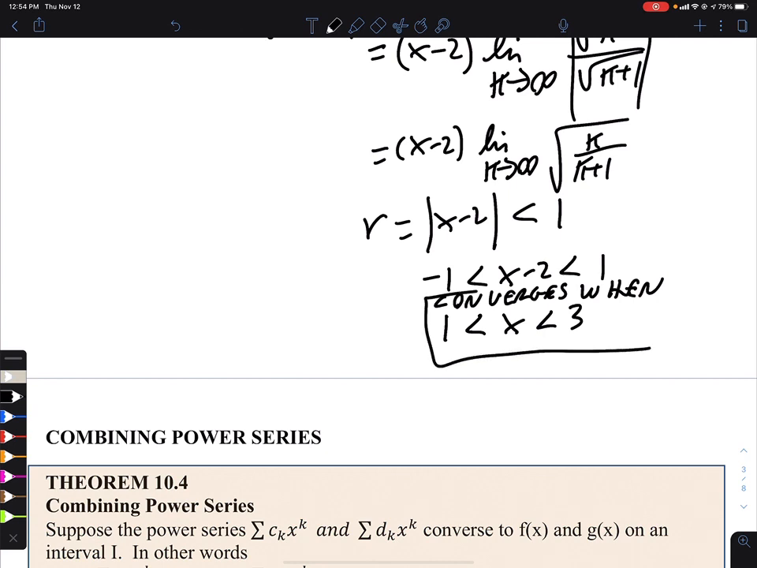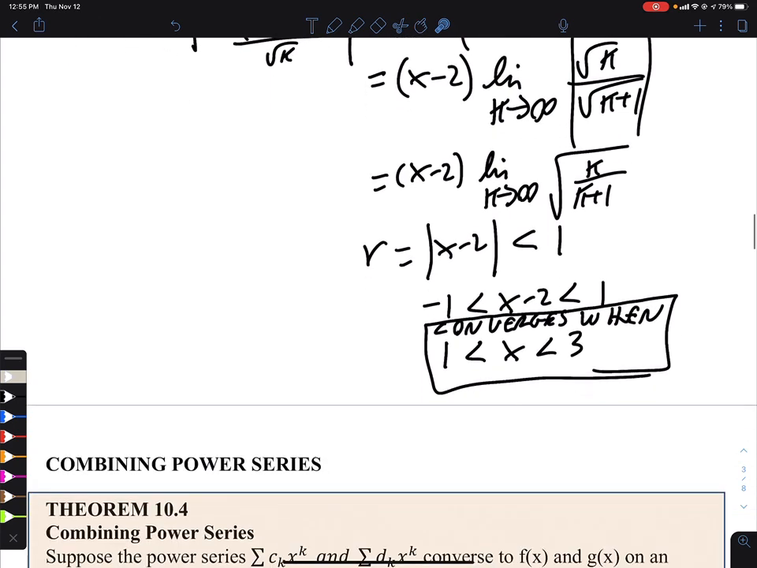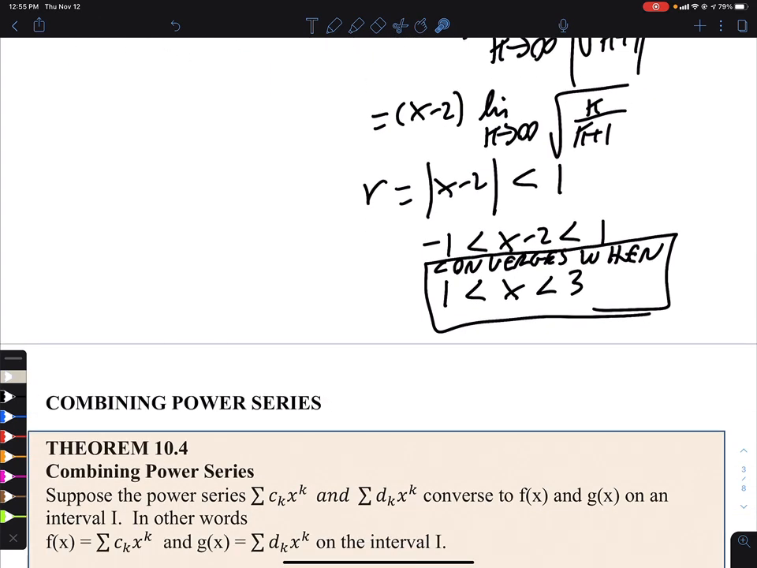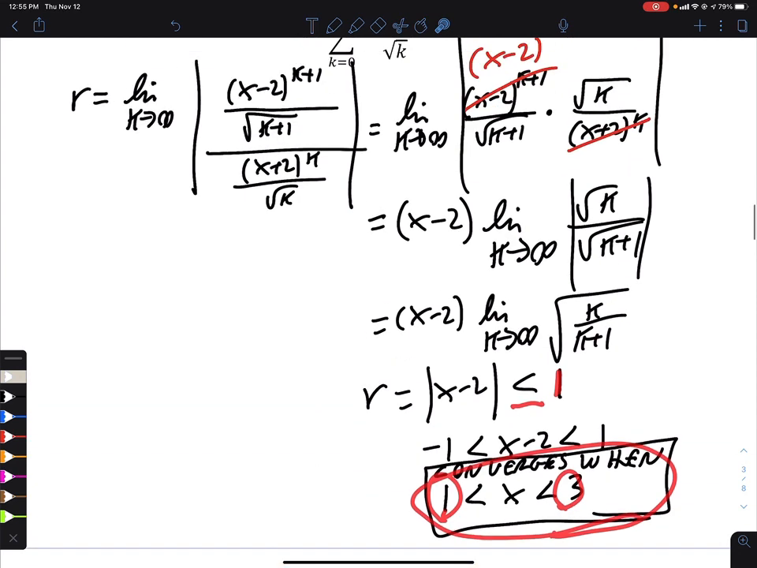Now, it's not our interval of convergence because we don't know what's happening at 1 and 3. We need to test those 2 points to come up with our interval of convergence. We just know it converges according to the ratio test. It converges here. But when this equals 1, which occurs at 1 and 3, we're not sure. So we're going to test those.